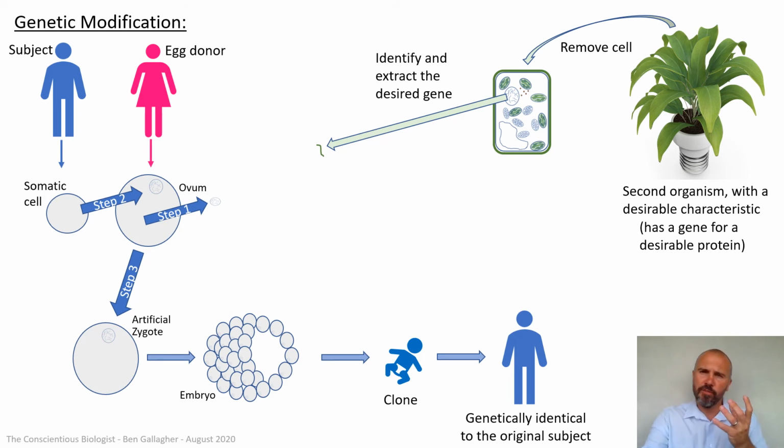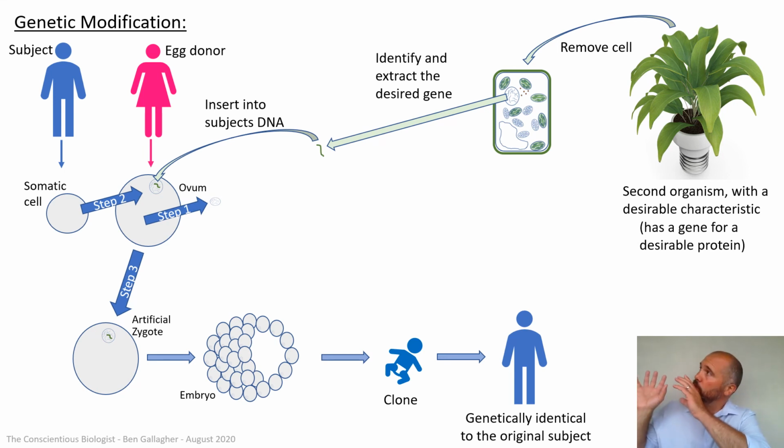If I've got that gene, what I can do is insert it into the subject's DNA. If I put the DNA into that nucleus we took from the original somatic cell, then it gets transferred into the egg, creating the artificial zygote. So that artificial zygote now contains the chlorophyll gene. If you allow mitosis to happen, you'll get an embryo that contains all the cells, and the clone will be green because it will produce chlorophyll.